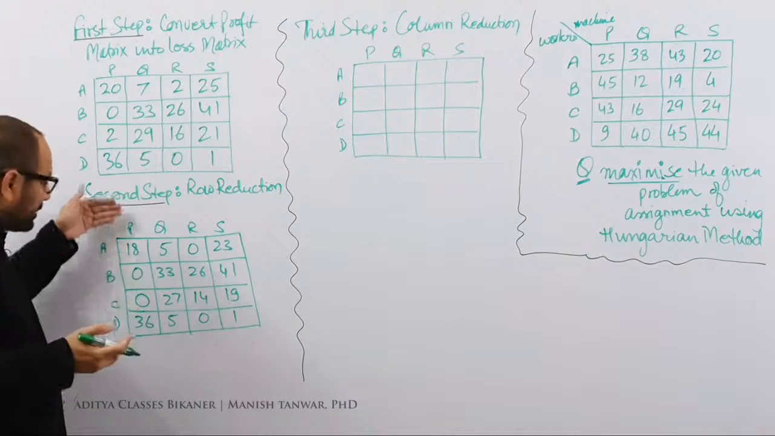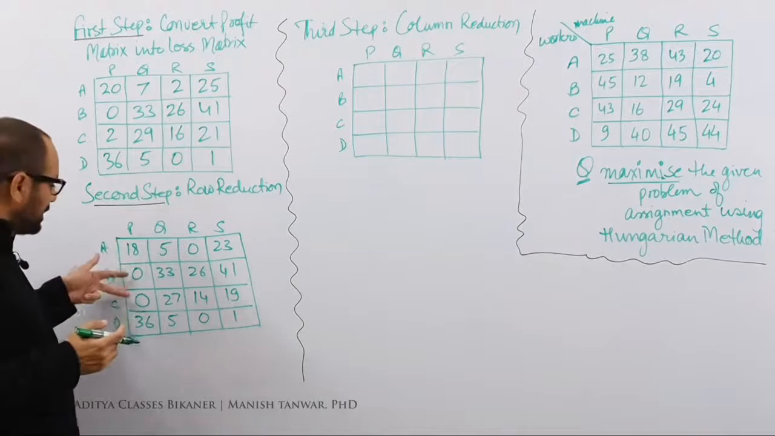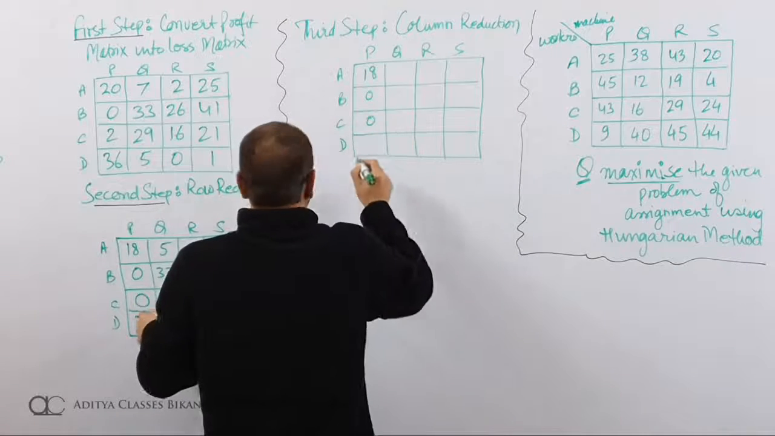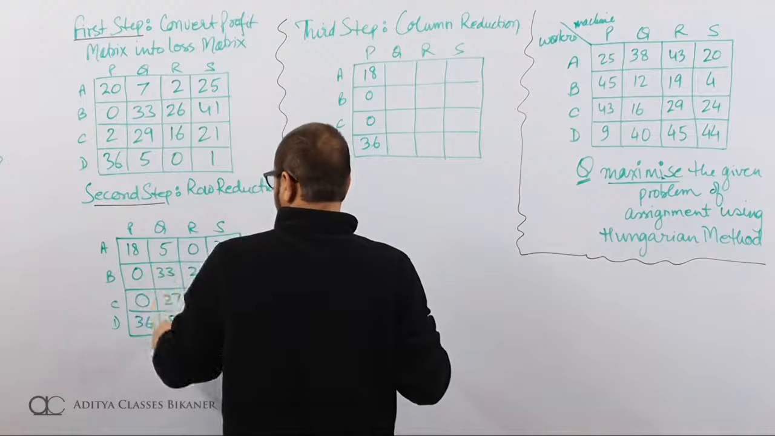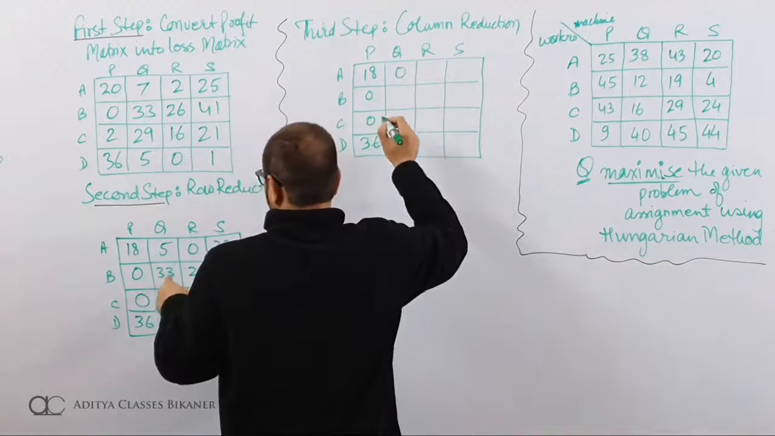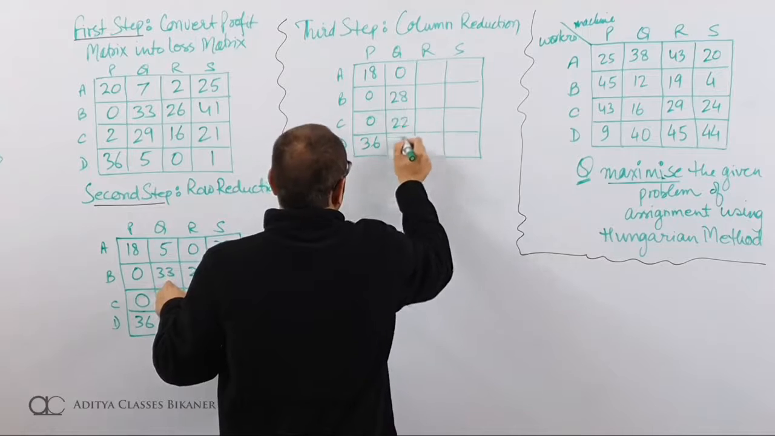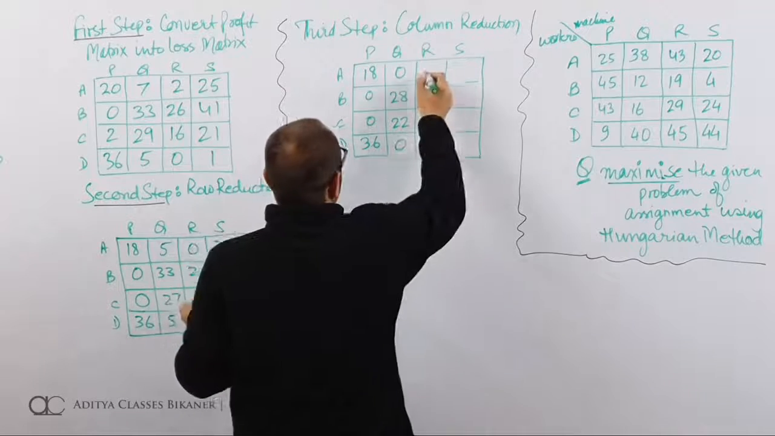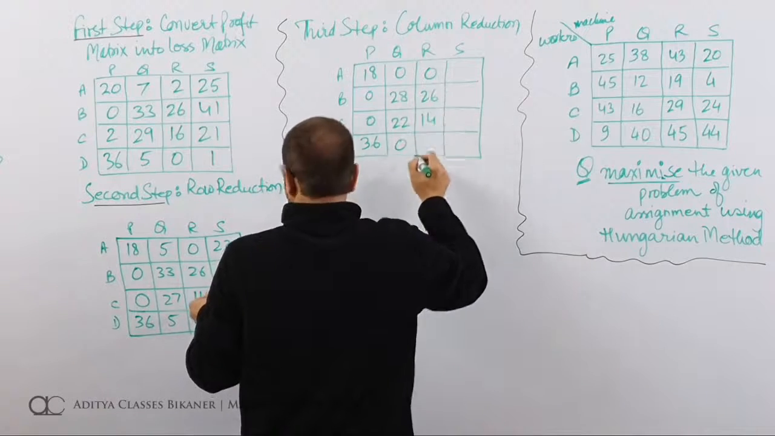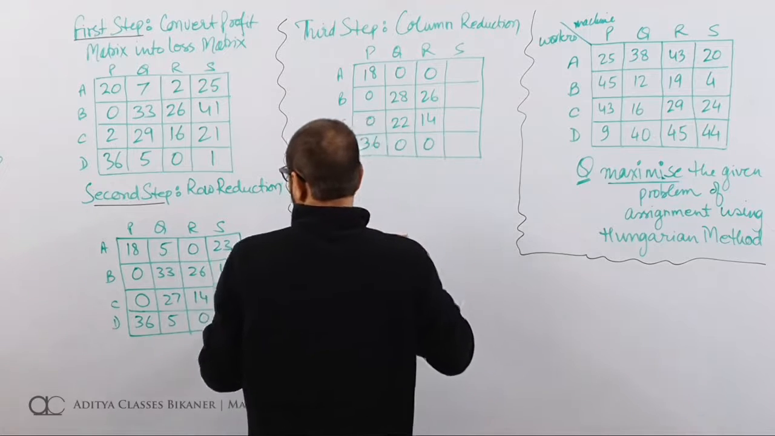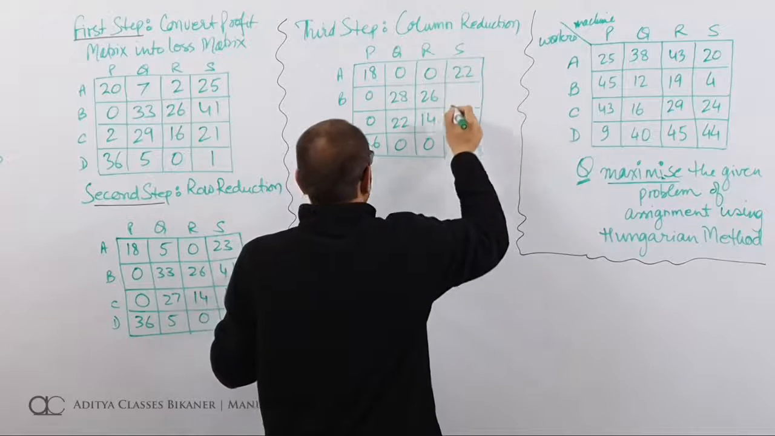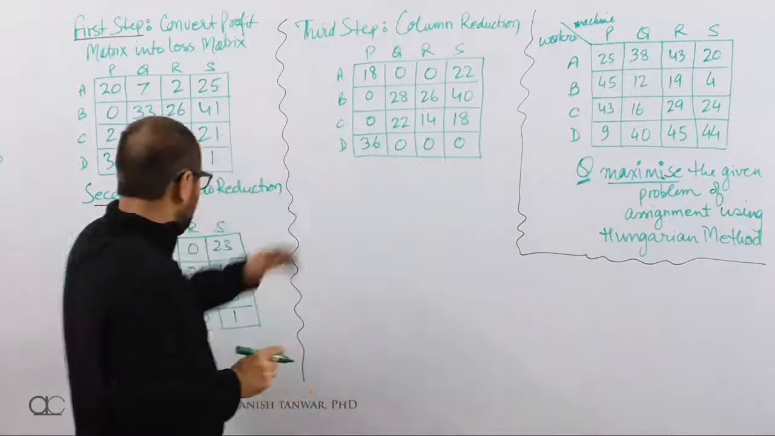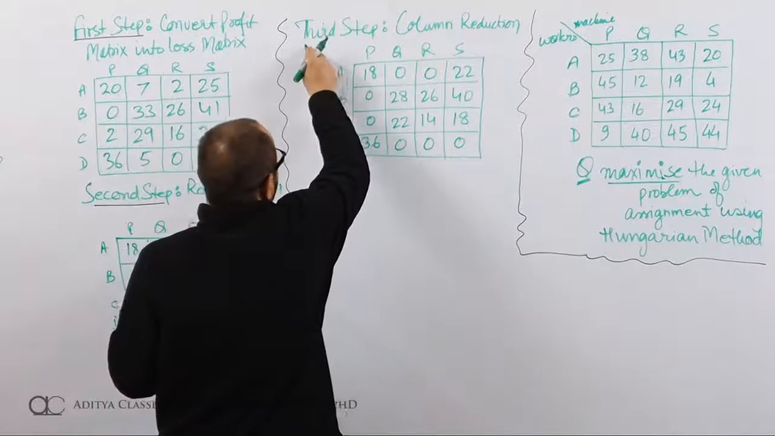Column reduction, again, subtract minimum in each column from all other values. Minimum is 0, subtracted from all, will get an 18, 0, 0, 36. Here 5 is minimum, so we'll get 0, 28, 22 and 0. Here we already have zeros, so subtracting zeros from everyone, 0, 26, 14 and 0. Here 1 is minimum, so we'll get a 22, 40, 18 and 0. So now this matrix is row reduced and column reduced after third step.